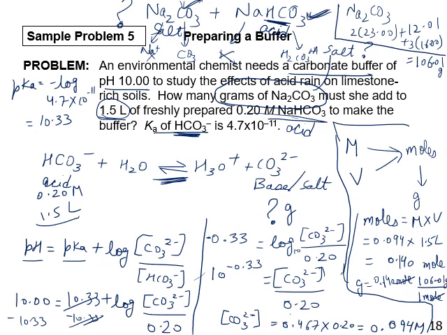This is how many grams of sodium carbonate you would need, and the final answer that I have is 14.84 grams. If you're using slightly different numbers for molar mass, that's totally fine, because you might be using a different periodic table, but ideally it should be close to 14.8 or something. That is how you can prepare a buffer.